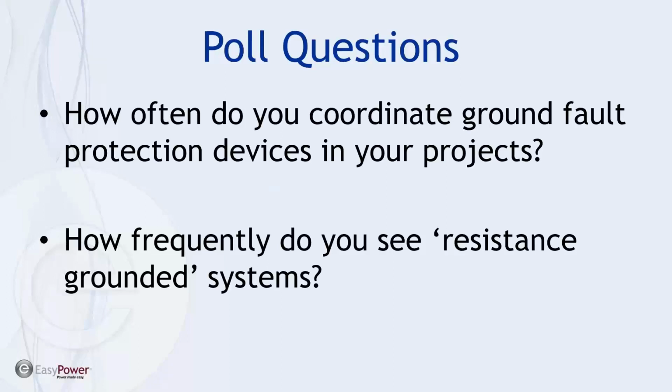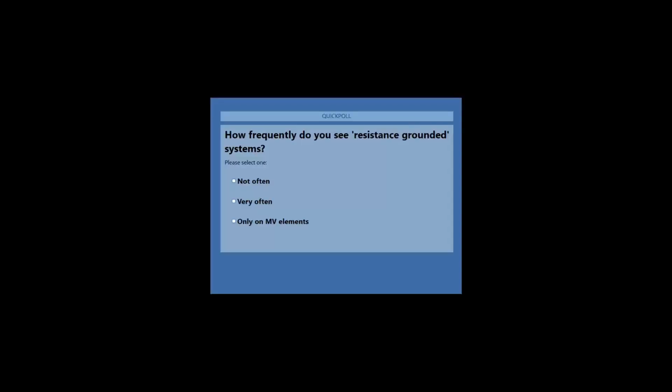Next question is, how frequently do you see resistance grounded systems? This is one where there's been kind of an ebb and flow of popularity. There was a time when very, very few systems would be resistance grounded, and then back in the 80s, it became a more commonly seen application of the technology. And as new technologies are evolving, I think there's a potential to see it more frequently even now.